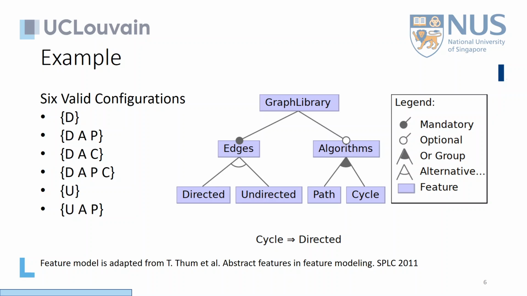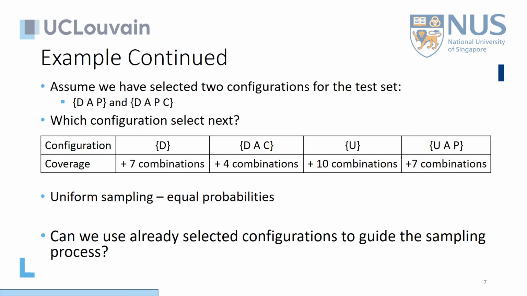On the left of the slide, we show 6 valid configurations of this configurable system, where we denote each feature with its first letter. So D stands for directed, A stands for algorithms, and so on. Also, we exclude the features graph library and edges from our configurations, since they have to appear in all of them. So now we want to build a test set to test several configurations of this configurable system.